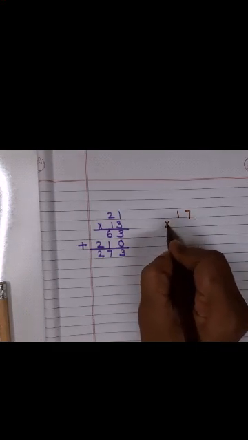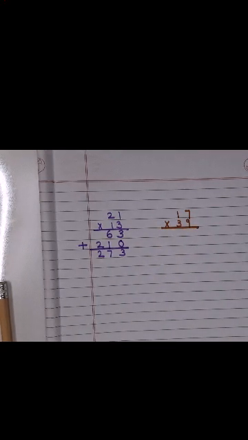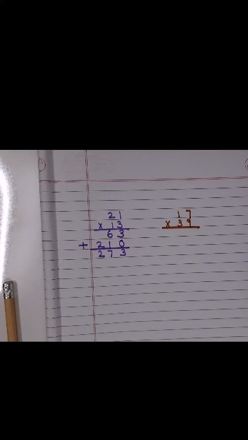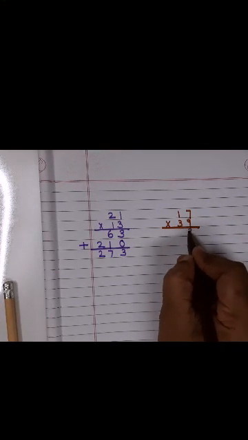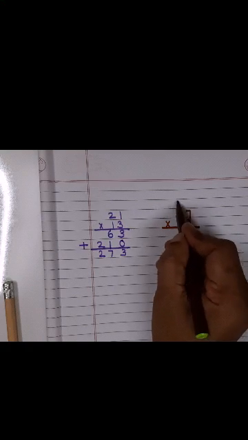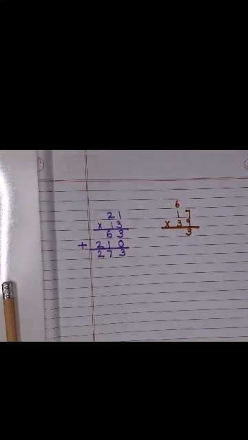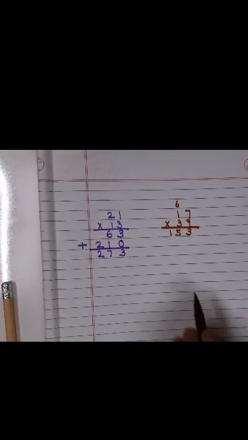17 into 39. Okay, children, how do I start? From the unit side. Okay, 7 nines are, yes, children, please tell me your 7 times table. 7 sevens are 49, 7 eights are 56. Yes, 7 nines are 63. So that's 3 and here 6. Okay, now 9 ones is 9. Add 6, children. 10, 11, 12, 13, 14, 15. So that's 15, right?